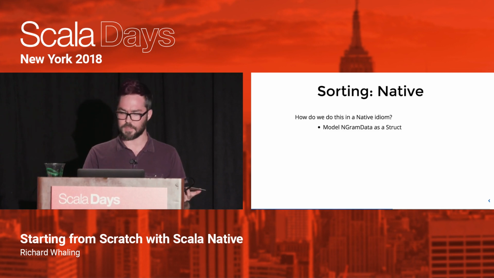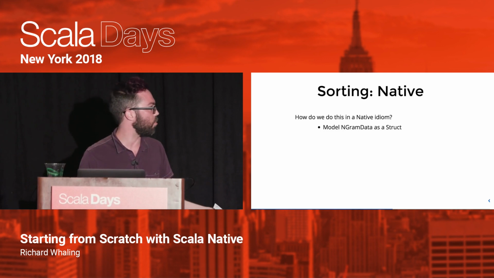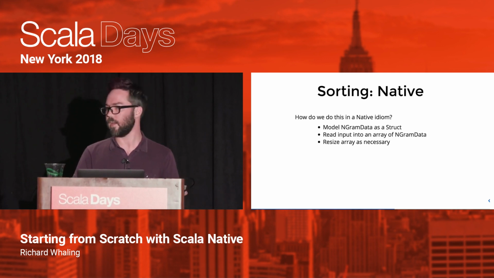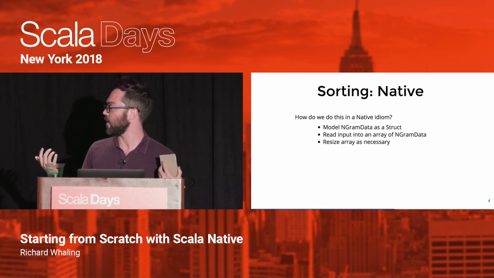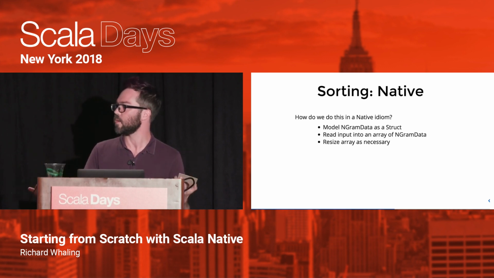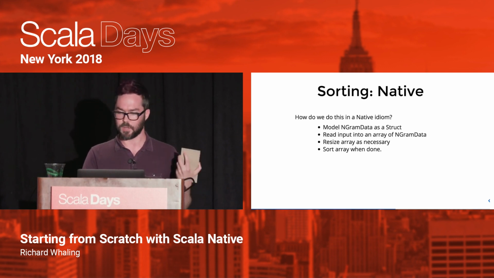Doing this in Native is, again, we want to be strategic. We're going to create a struct to model our Ngrams. We talked about structs, but I didn't show you the syntax. I'll show you that really quick. We're going to read that into an array. And of course, we're going to have to resize that array as we go because we don't know how many things we're going to read. That's kind of tricky to do, but we'll see that we can wrap it and make it sane. And then we're going to sort it.